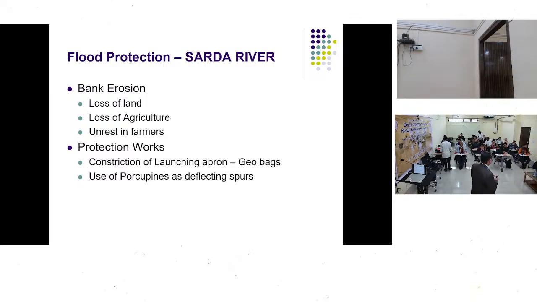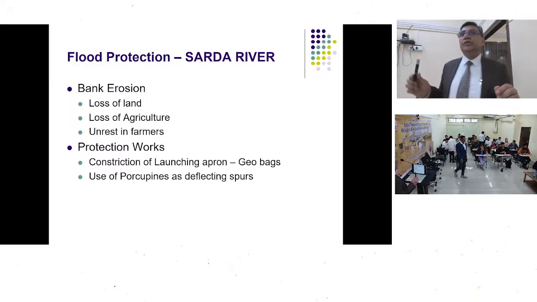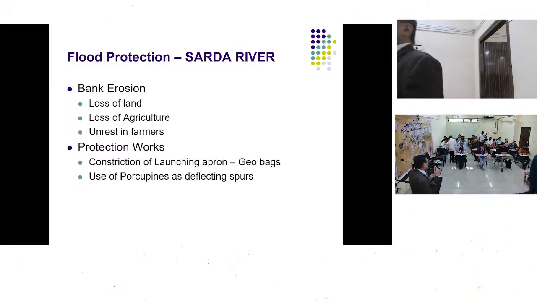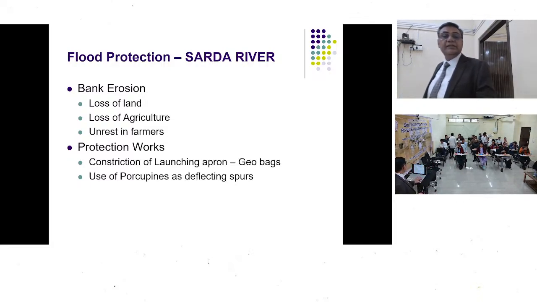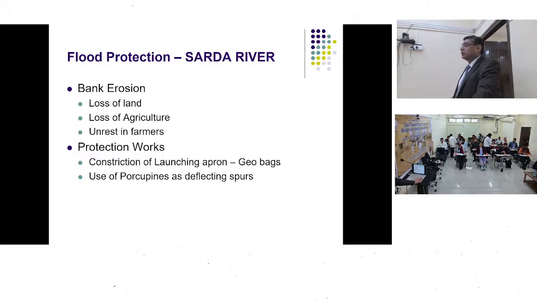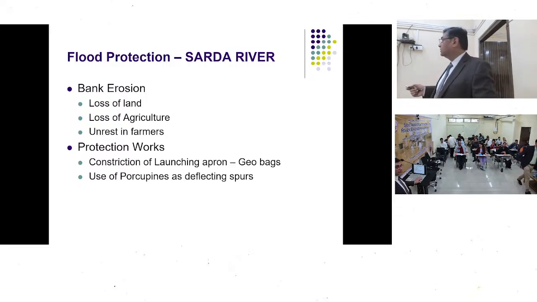This is another example of Sarda River, in the state of Uttar Pradesh. There we were talking about how we used geotextile as a layer below the hard armor system. Here I'll just show you an example wherein geobags are used as protection layers to construct a launching apron, and the use of porcupines as deflecting spurs.